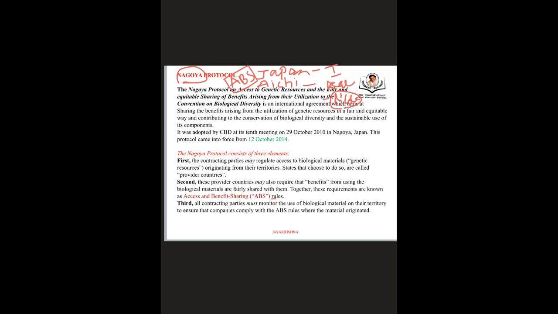The Nagoya Protocol is on access to genetic resources and the fair and equitable sharing of benefits arising from the utilization of the genetic resources. What does that mean? Before explaining the complete definition, let me give one more factual piece of information. This CBD protocol, the Nagoya Protocol, adopted in the year 2010 at Nagoya, Japan, came into existence on 12th October 2014. Right from 2014 onwards, the Nagoya Protocol came into existence.